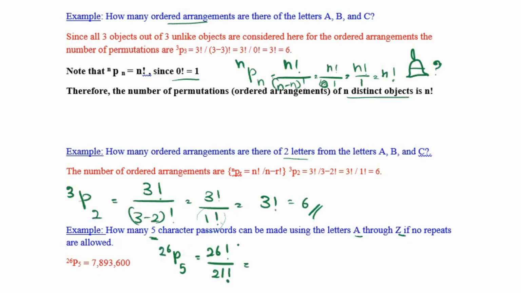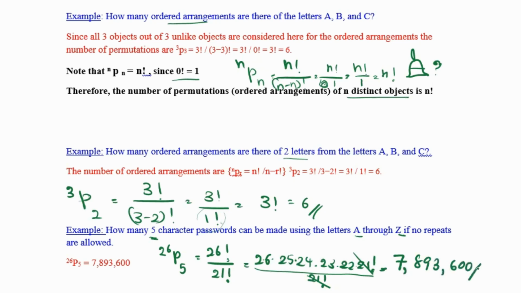Cool, let's see. When we are subtracting this, we don't need to do the top and bottom separately. We can write this as 26 times 25 times 24 times 23 times 22 times 21 factorial, divided by 21 factorial, because we are not going to divide by the same thing. Now just take the multiplication of these numbers and you will see that the number amounts up to 7,893,600.